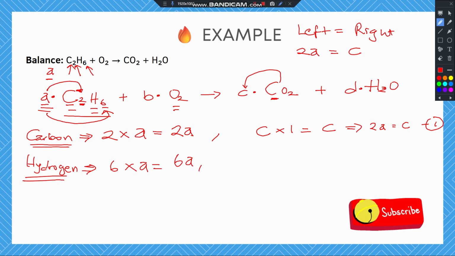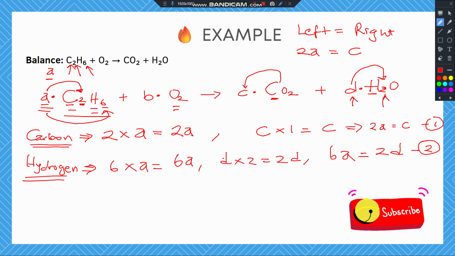On the right hand side, you can see we have hydrogen over here. It has a subscript of 2, and then it has a coefficient of the letter D. So on the right hand side, it means that the number of atoms of hydrogen that we have will be D multiplied by 2, and D multiplied by 2 will give us 2D. So according to the law of conservation of mass, the left hand side 6A has to be equal to the right hand side 2D. That is the second equation. I'm sure you're following every step of what we're doing. Alright, now we've done for hydrogen, we've done for carbon. Let's move over to oxygen.